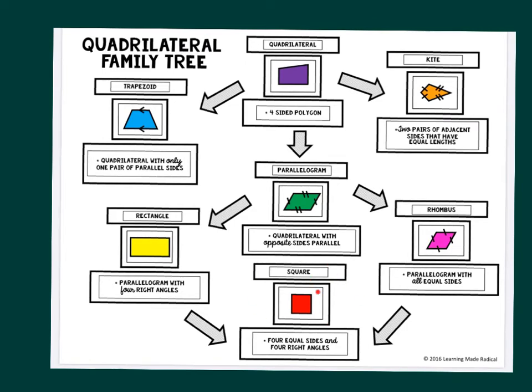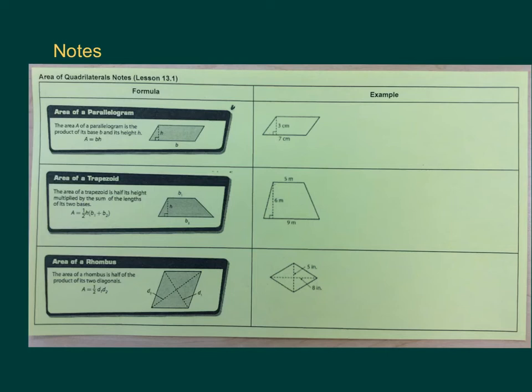And then we have our square down here. 4 sides are equal and 4 right angles. Our kite over here. 2 pairs of adjacent sides that have equal lengths. So like we were looking at on the first picture. And there's our trapezoid. All right, when we look through Lesson 13.1, there are some notes posted in Canvas. I'm just going to go through these formulas really quick.